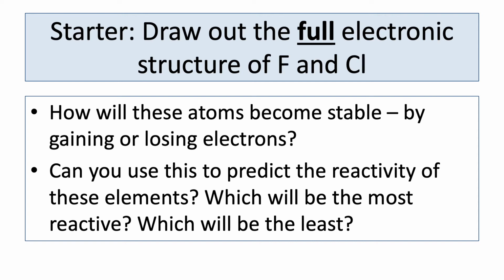Okay guys, to start off with, I'd like us to draw out the full electronic structure of both fluorine and chlorine. If you're struggling with this, please use your notes from last lesson. What I'd like you to think about once you've got those diagrams is how will these atoms become stable? Will they gain or will they lose electrons?